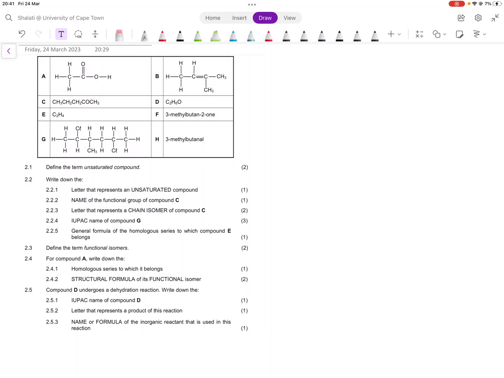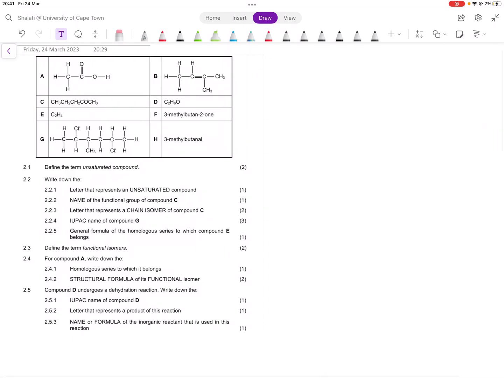So here, in the first compound A, you can see this is a carboxylic group. So I'm given a structure, and I have two carbons. So this is ethanoic acid. As simple as that. Since that is a carboxylic group.